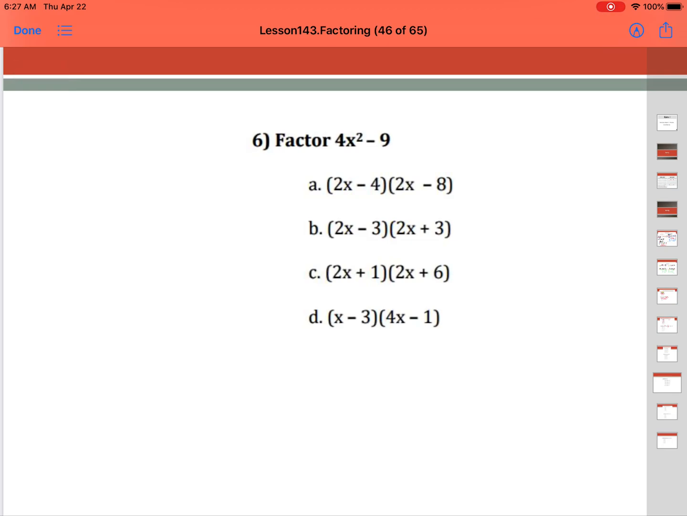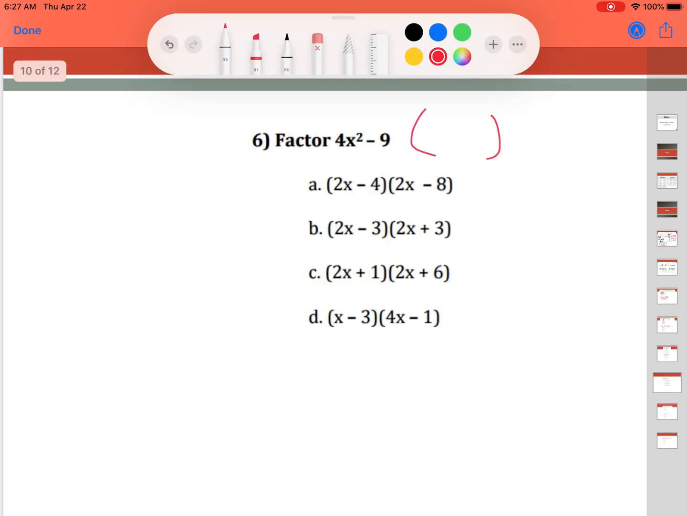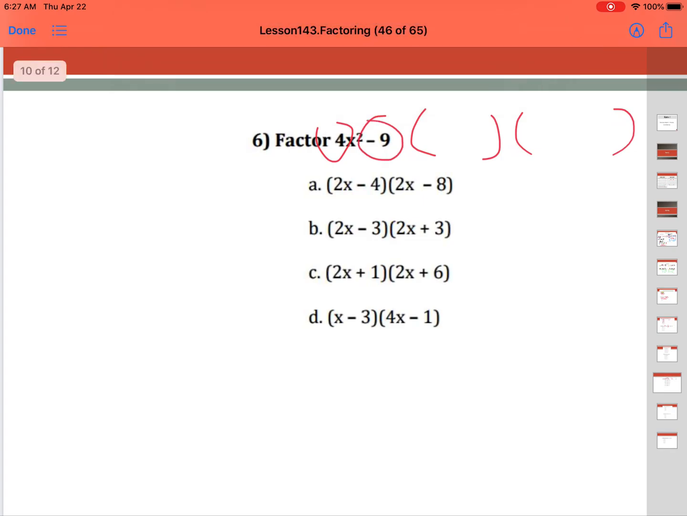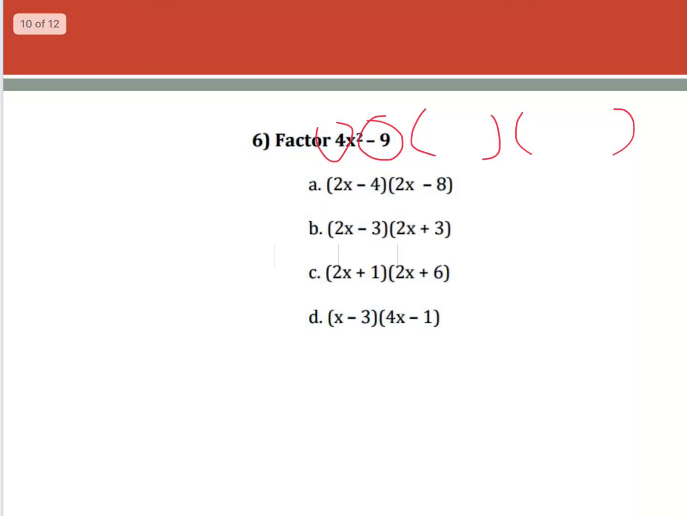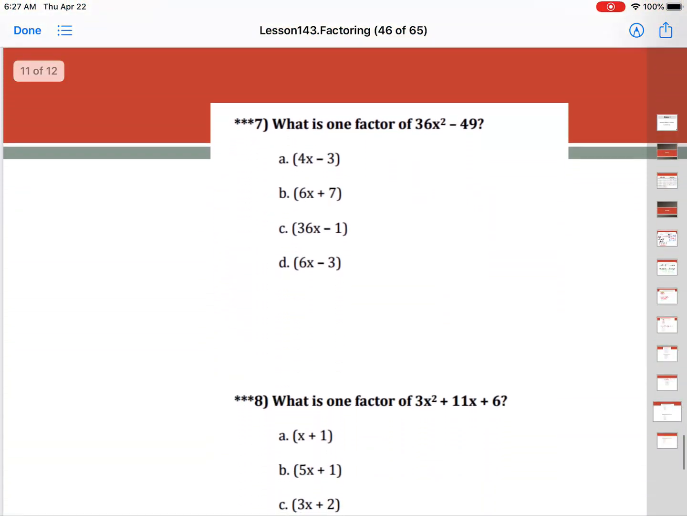Number 6 is a difference of 2 perfect squares. If you want to do this by hand, this is a perfect square. This is a perfect square. To make a negative, what does that have to be? So you can do that by hand. That's easy. Or you could plug it into Desmos and see what you get.